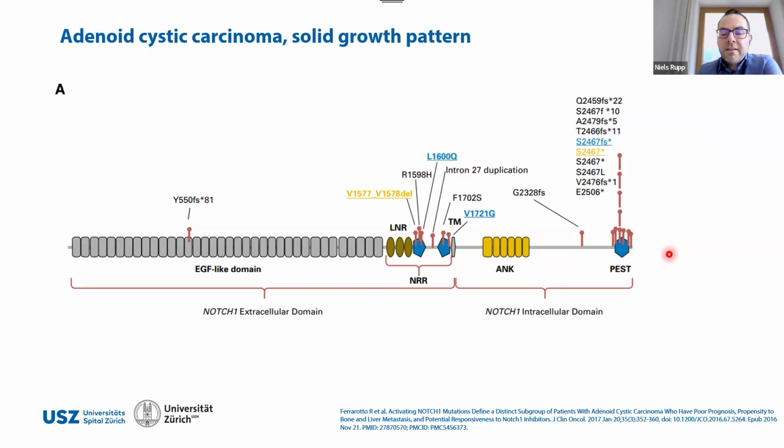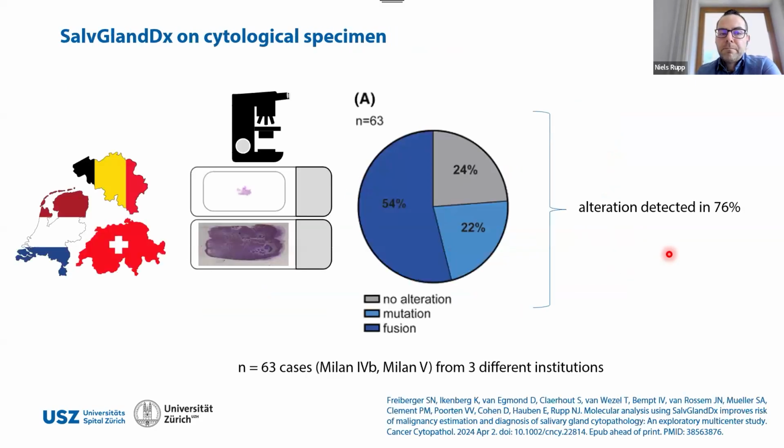an enhanced Notch1 signaling. But in this context, it's also quite typical if you have a basaloid neoplasm with expression of SOX10 and CD117 and a PST domain mutation. This is very, very typical for a solid variant of an adenoid cystic carcinoma, even if you do not detect a MYB alteration.